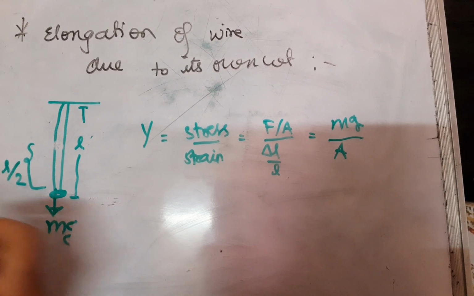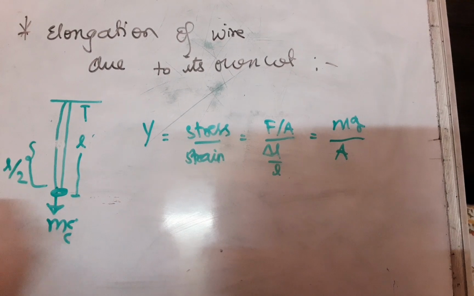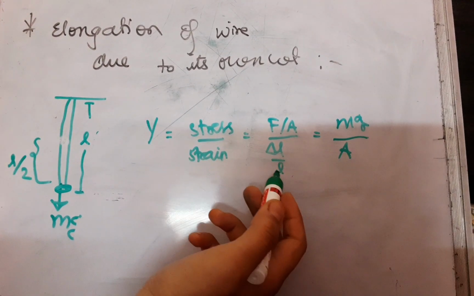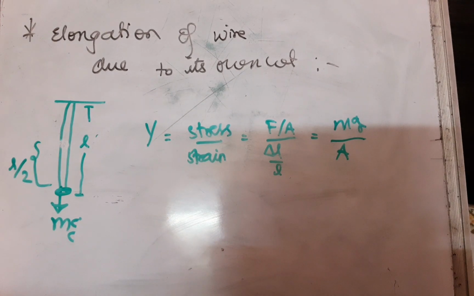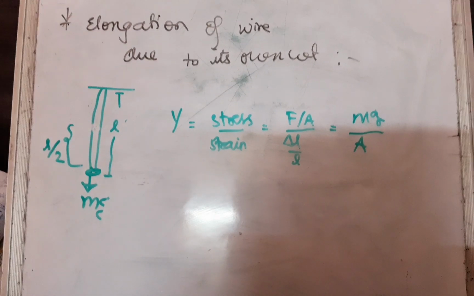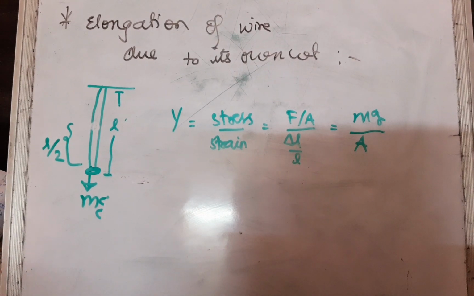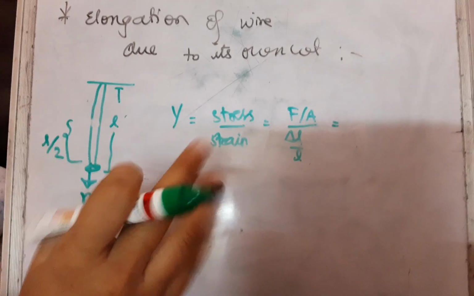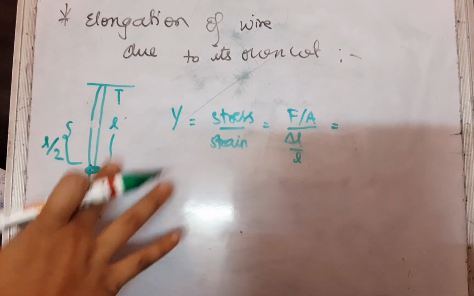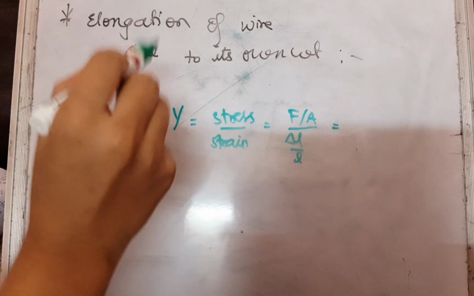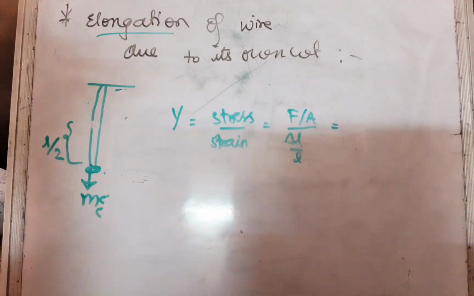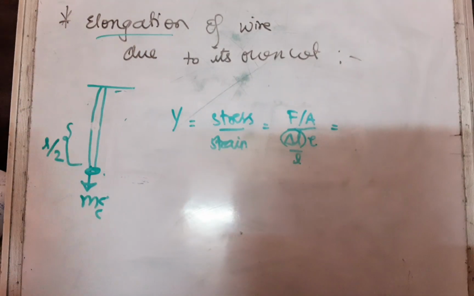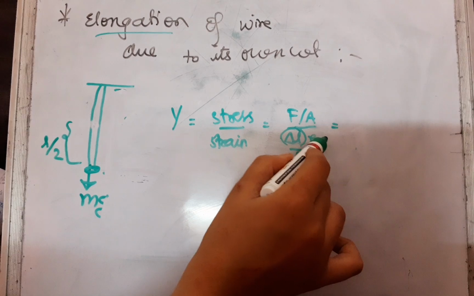Now the elongation part, how to understand the elongation, because delta L is nothing but change in length. In this question they are asking us to find elongation. I will say it in very simple words, then you will understand. See, in this question they are asking you to find elongation. Elongation is nothing but change in length. This only is elongation. This is what they are asking you to find.